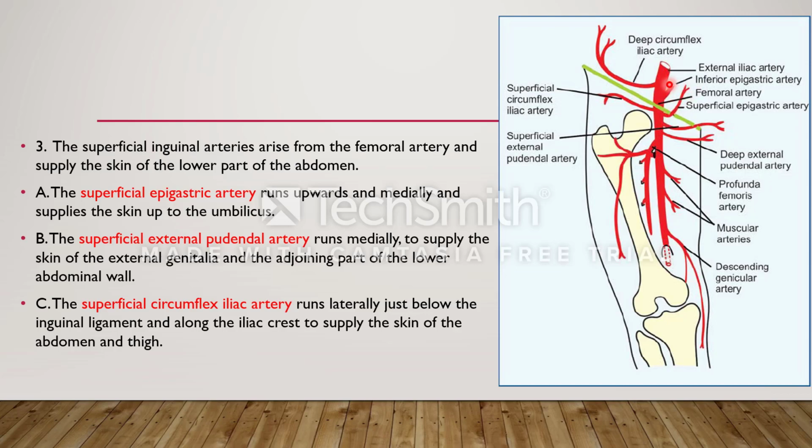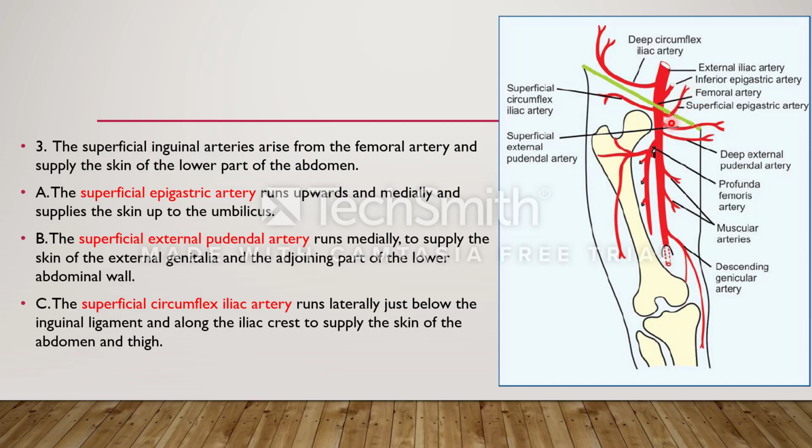The inferior epigastric was a branch of the external iliac. See here, this is the external iliac. It can come out from the external iliac or the femoral artery. But this femoral artery is giving three inguinal arteries. Number one is the superficial epigastric artery.